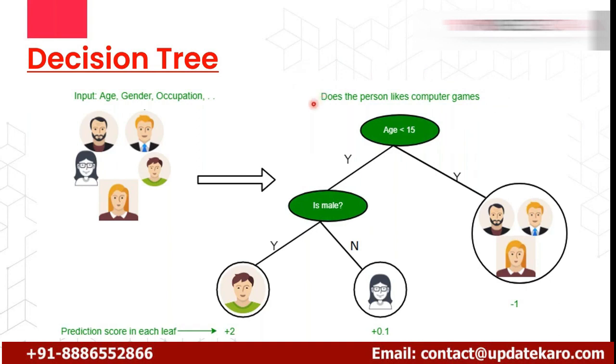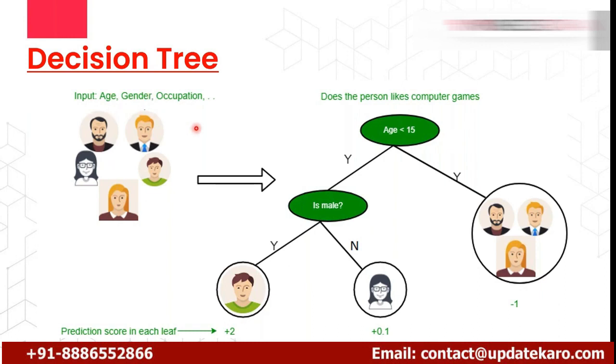Okay, and what is the problem here? Does the person like computer games or not? Here you will find that you have the data of other members, and you check with multiple persons. You have the person's data like their age, their gender, their occupation, right?